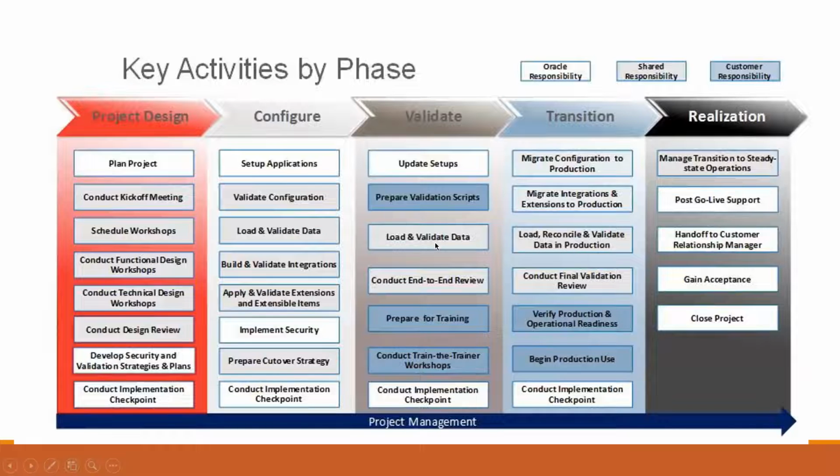What we do is, maybe we have some inactive suppliers. We don't want that. Outdated things we don't want. So we take only that which is relevant and useful. Now we conduct the final validation review. Once it is okay, verify production and operational readiness.